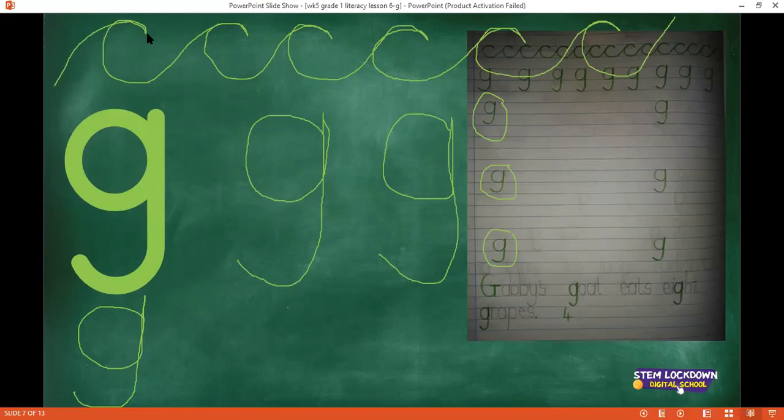Up, around, and go back like you make a cut. And up, around, and go back, making a cut. And we're only going to lift up our hand when we've finished. Up, around, and back. It's your turn to do your pattern.